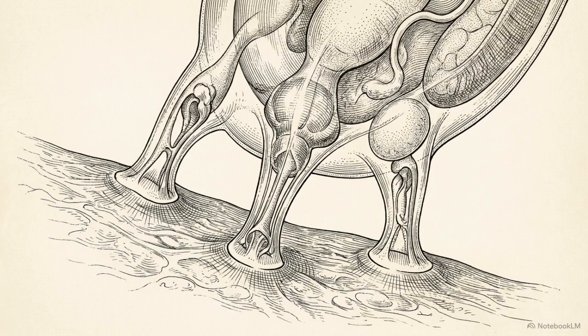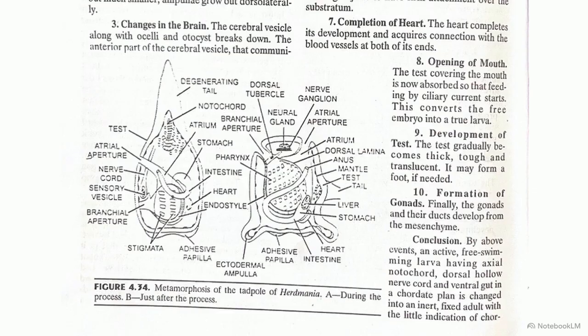Once the larva attaches to a surface using its adhesive papillae, it begins a systematic anatomical regression. Figure 4.34 illustrates this drastic transition. Phagocytes break down the larval tail, consuming the notochord. The mouth and atrial aperture rotate 180 degrees. Simultaneously, the pharynx enlarges into a filter-feeding basketwork to accommodate the new sessile position.